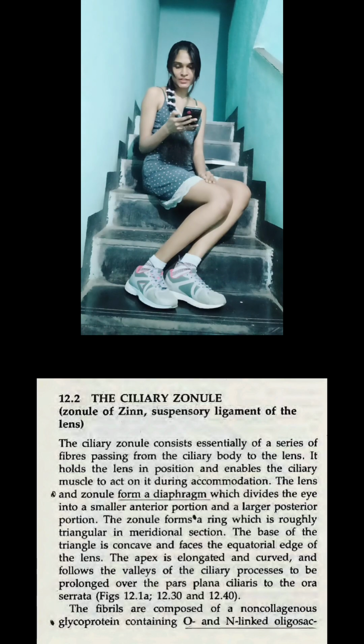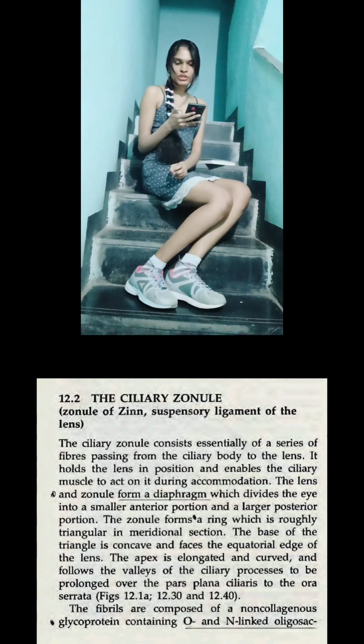This video is on ciliary zonules, and I'm going to read Wolff's Anatomy for that. It's chapter 12, page number 435. The ciliary zonule. The ciliary zonule is also known as the zonule of Zinn, or suspensory ligament of the lens.